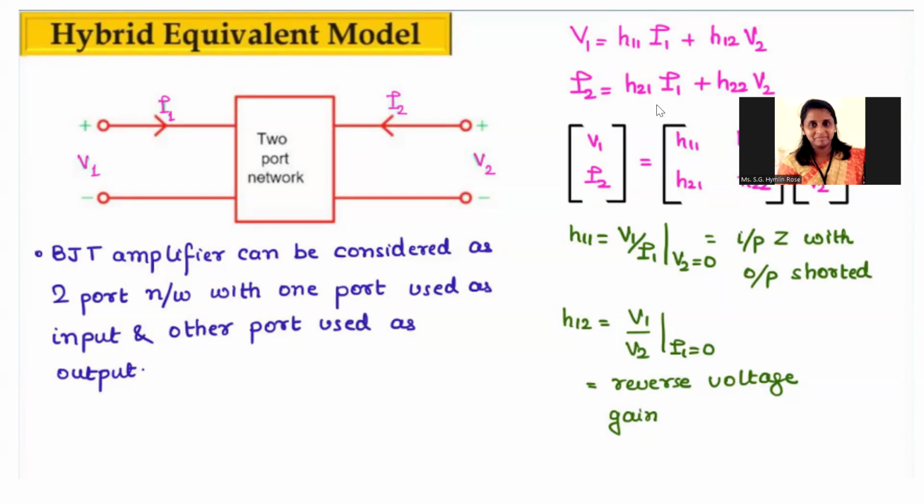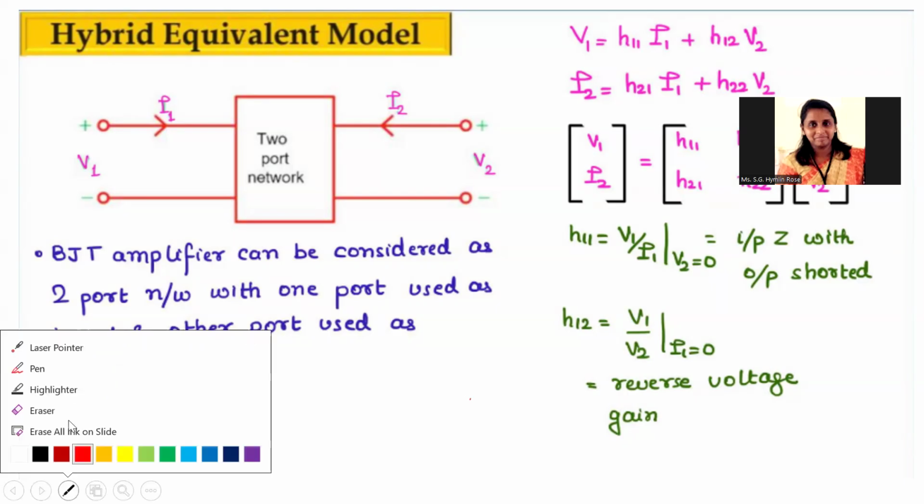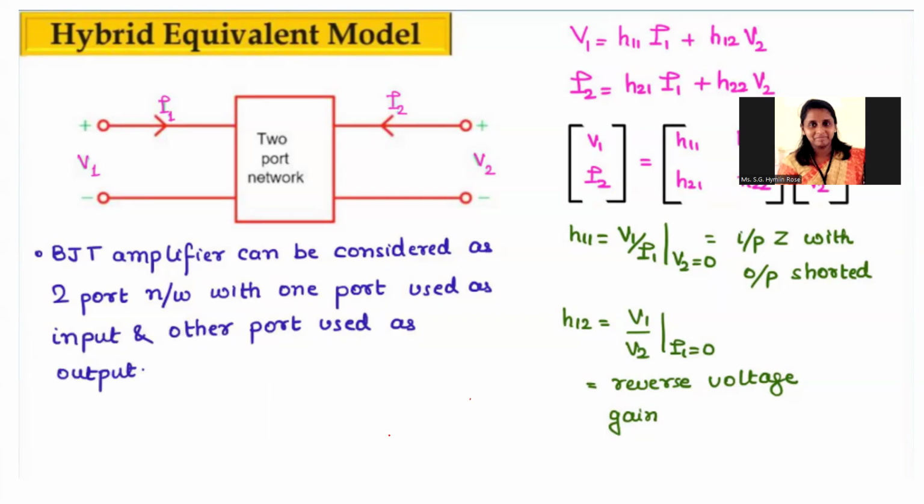One is H11, H12, H21, H22, or in another notation, it is represented as HI, then HR, then HF, then HO. So in this way also you can represent it instead of H11, H12, H21, H22.